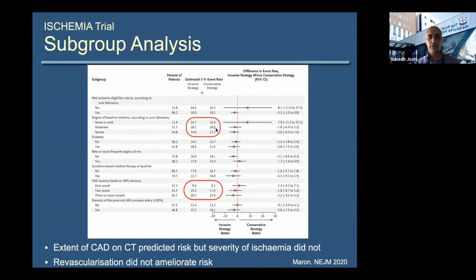So if we look at the conservative strategy, where we haven't obviously done anything to anybody, those with severe ischemia didn't seem to have a worse outcome than those with none or mild, while the CT actually did seem to predict the adverse events, in that the more severe obstructive disease you had, the more likely you were to have an adverse event. However, still, revascularization didn't reduce that risk. So none of those things predicted benefit from revascularization.